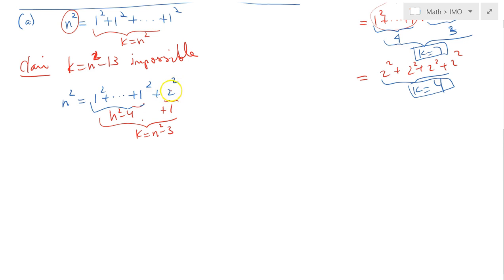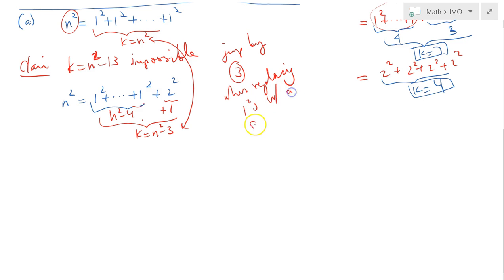But notice that each time I use a 2 square, I'm eliminating 4 ones and replacing them with 1 2 square. So therefore the differential between consecutive terms is 3. So I make jumps of 3, jump by 3 when replacing 4 1 squares with a single 2 square. Right? So does that make sense?